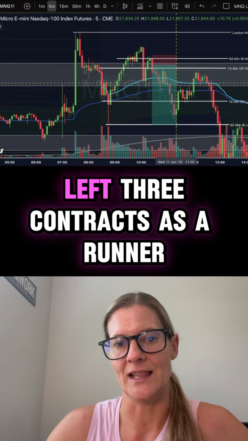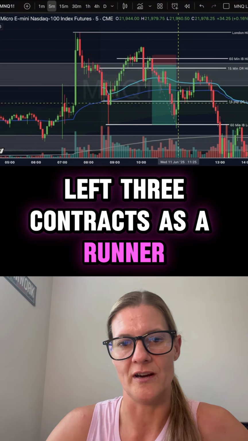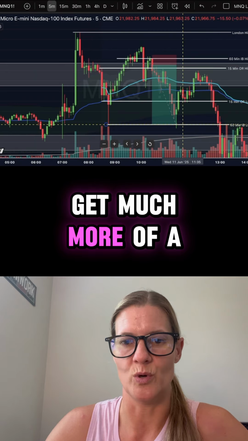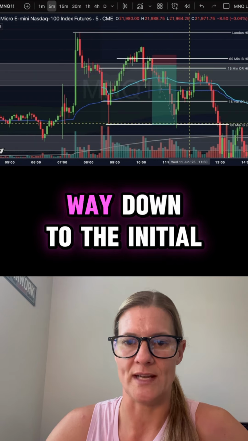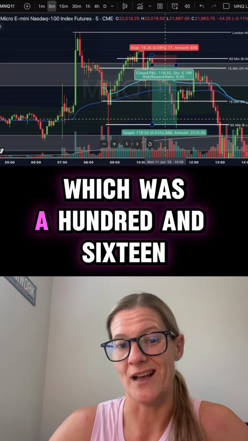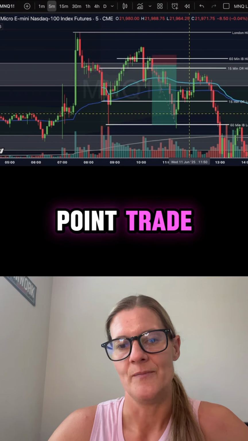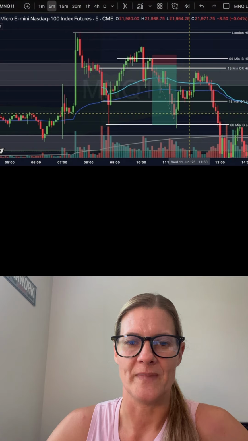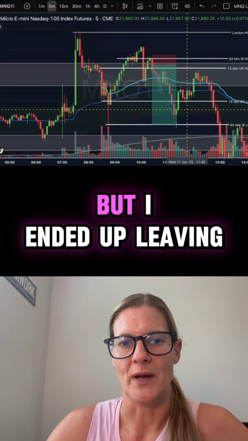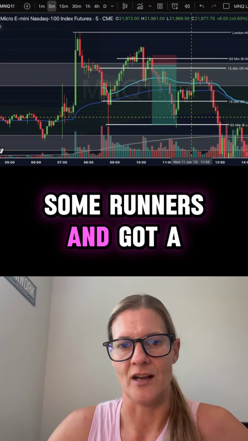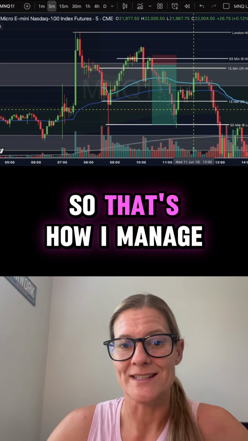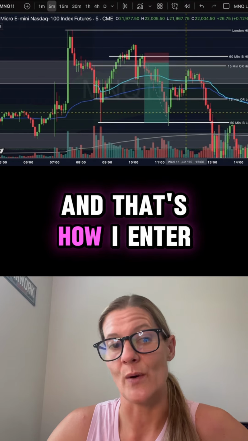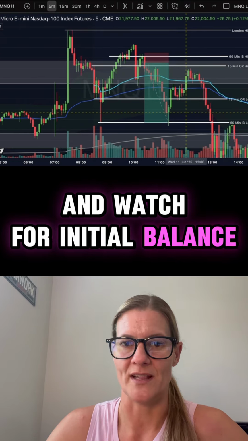But in this case, I left 3 contracts as a runner and I was able to get much more of a winning trade all the way down to the initial balance low, which was a 116 point trade. Obviously, I didn't take profit on the full 116 points all the way down to the bottom, but I ended up leaving some runners and got a good profit on that one. So that's how I manage those trades, and that's how I enter and watch for initial balance failed auctions.